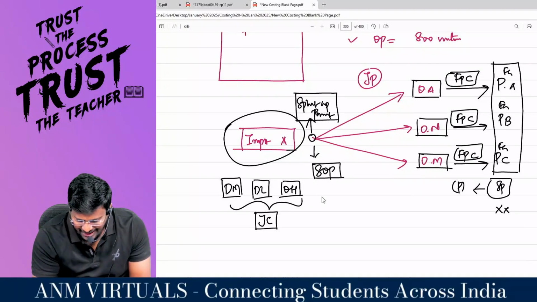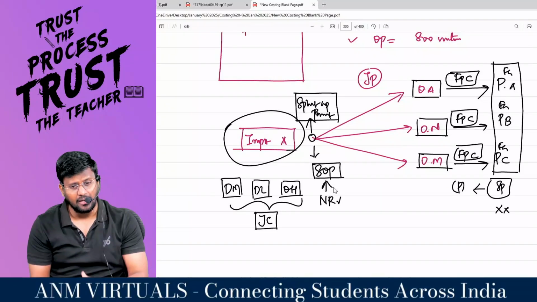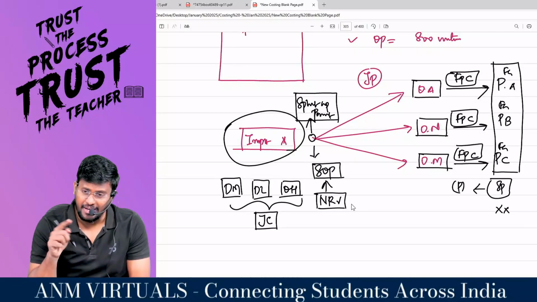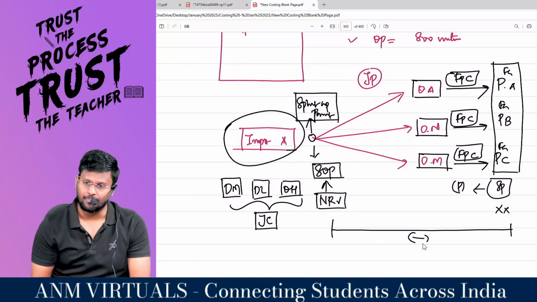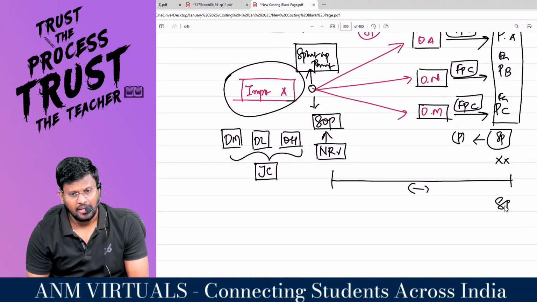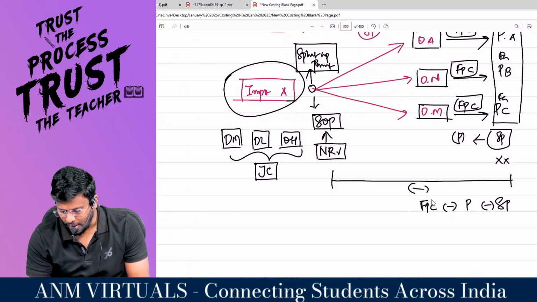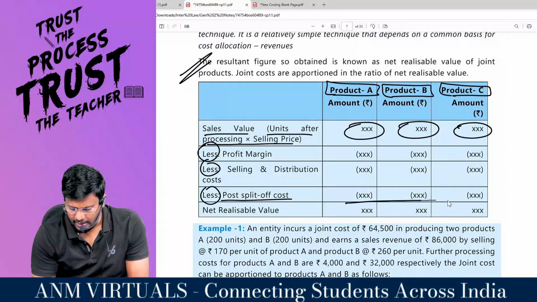Because I want the NRV at what point? Split off point. NRV means net realizable value, which is nothing but the sale price at the split off point. So whatever you have added from here to here has to be reduced. You have to take the selling price, and reduce the profit added, the further processing cost, and the selling and distribution overhead incurred. You will get the NRV at the split off point. Comfortable? That's it. You will get the NRV at the split off point.